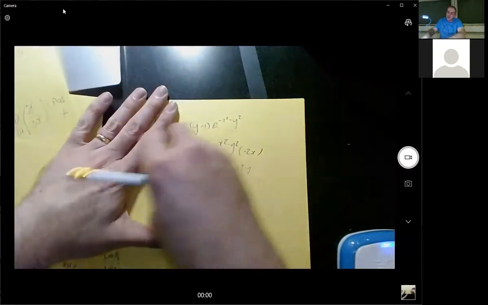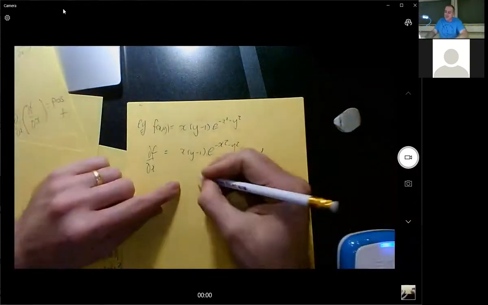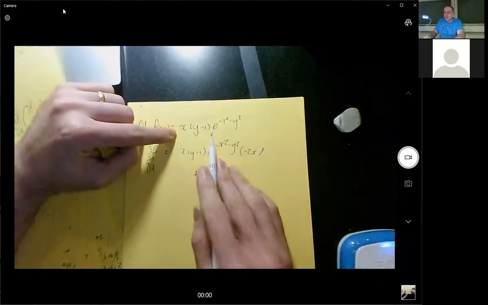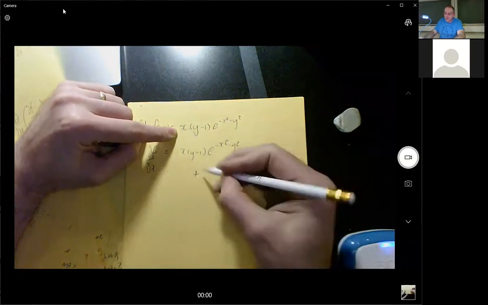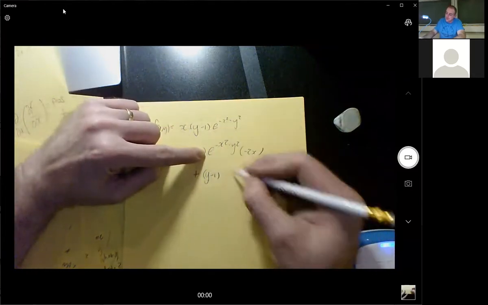Oh crap, I haven't finished. It's a product rule, David. So I kept this bit and I differentiate that bit. Now let's differentiate this bit. The constant that's multiplied by the x is y minus 1. And this bit stays the same.